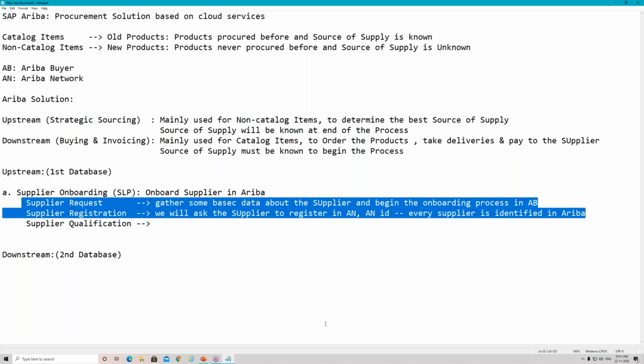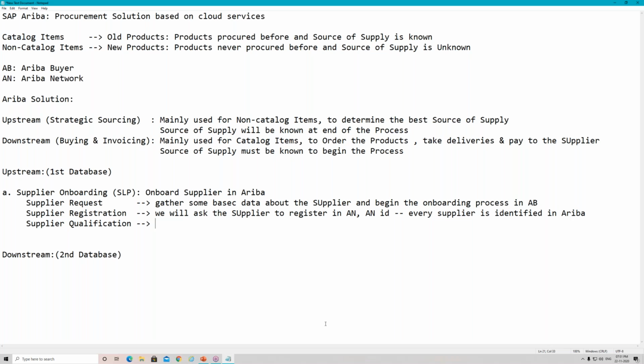Exactly. So what will we do in supplier qualification? Officially Ariba will say you will basically do it by qualifying a supplier against commodity code plus region. Very good. But in actuality, you are replicating the supplier from upstream to downstream.